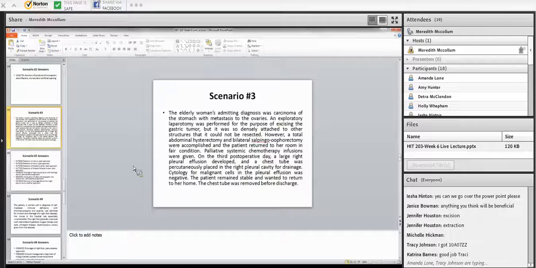Okay, we've got 3 more. So we have a woman who has carcinoma of the stomach with mets to the ovaries. They do an exploratory laparotomy, but it was so densely attached to other structures it could not be resected. However, a total abdominal hysterectomy and bilateral salpingo-oophorectomy were accomplished, and the patient returned to her room in fair condition. Then chemo was given, and on the 3rd day, a pleural effusion developed, and so they put in a chest tube.